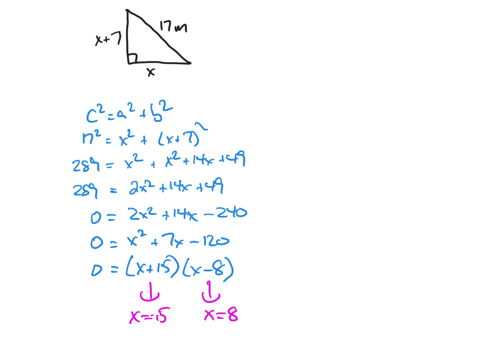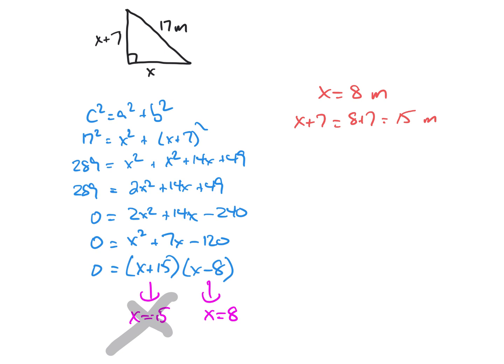Now, in this question, because we're talking about the side length of a triangle, that must always be a positive number. So for that reason, that's out. Only the x equals 8 is going to be worthwhile in this question. So we know that one of our sides is x equals 8. We also know another side is x plus 7. So that's 8 plus 7, which is, of course, 15.